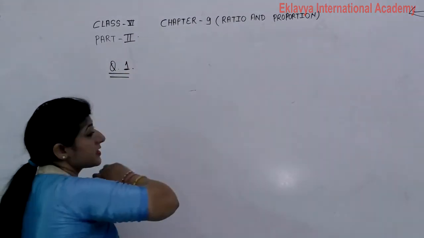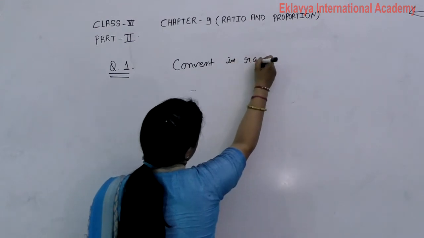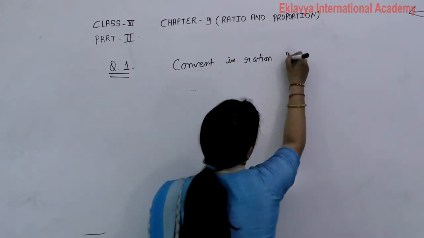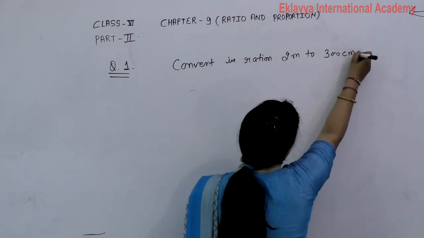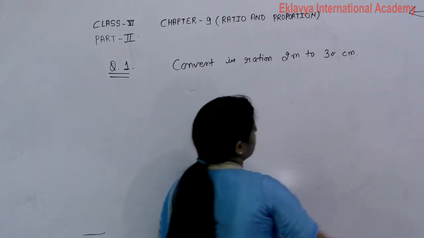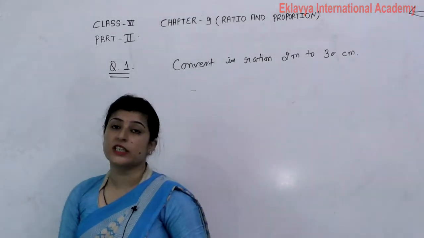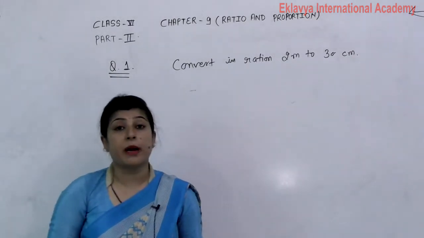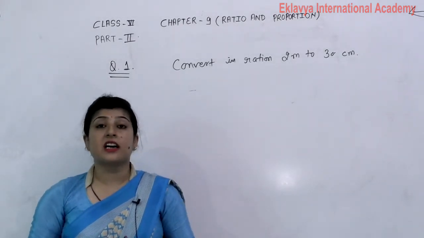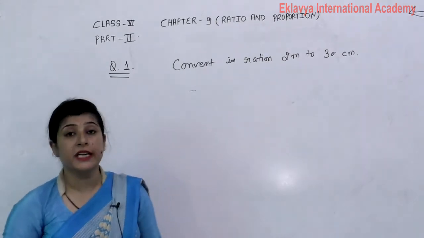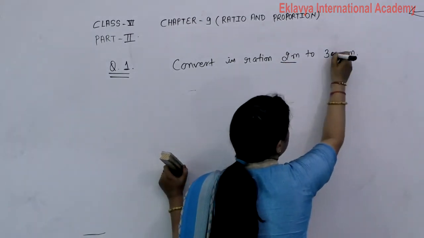Suppose your question is: convert in ratio 2 meter to 30 centimeter. We want to convert it into the ratio. Now firstly remember, for the ratio what is the necessary condition? The condition is that the unit of both terms should be the same. But if you see here, this is 2 meter and this one is 30 centimeter.